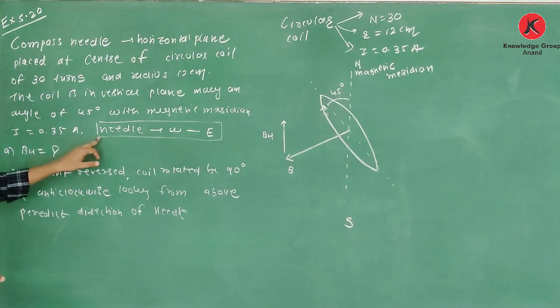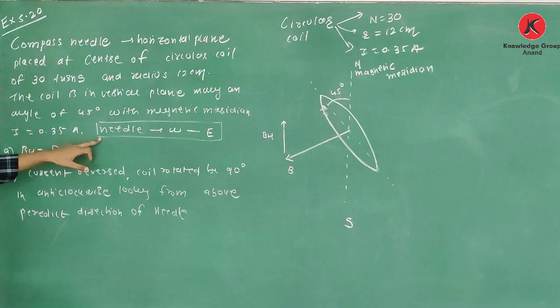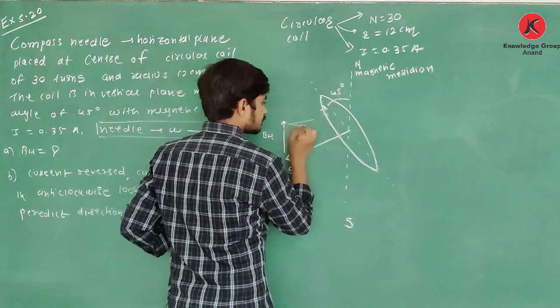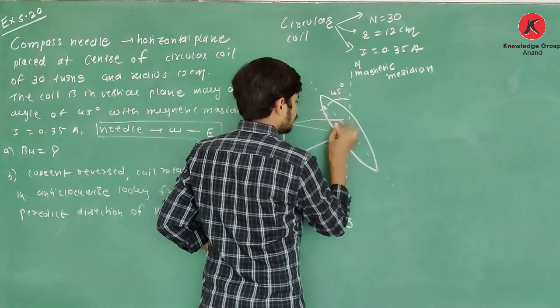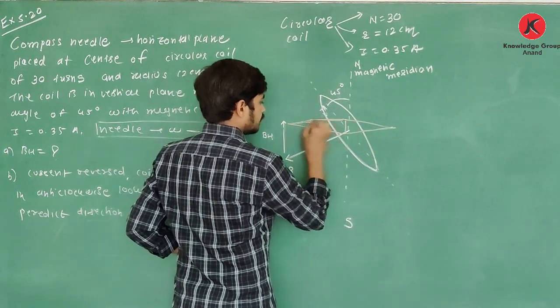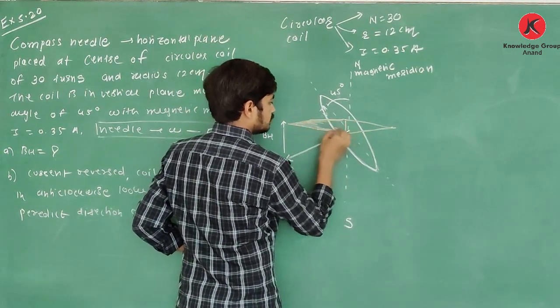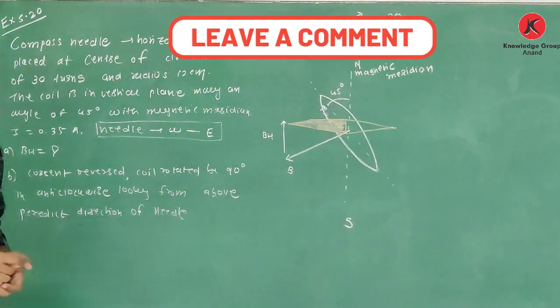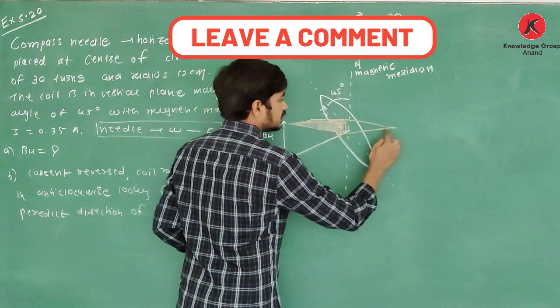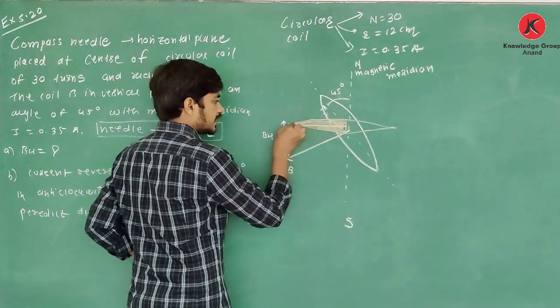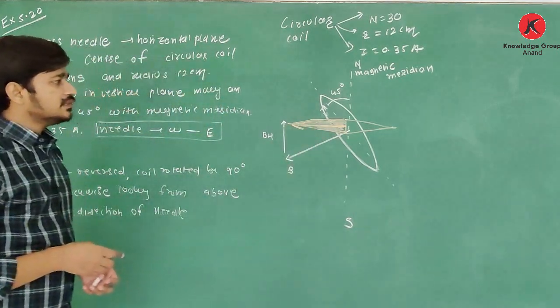you are given a magnetic needle which is placed at the center of the coil. The magnetic needle is in the west-east direction like this. Clear about this? So it is nothing but the needle. Needle means the resultant magnetic field is in this direction.